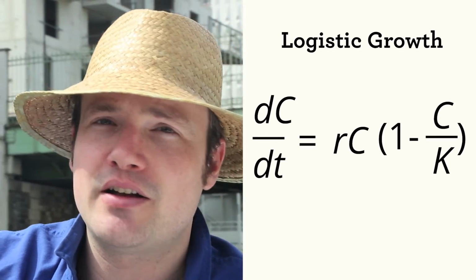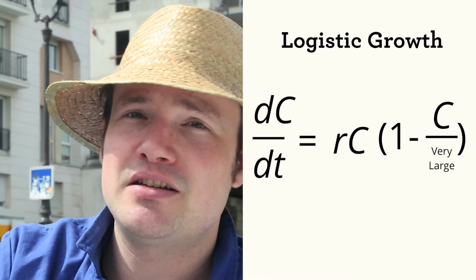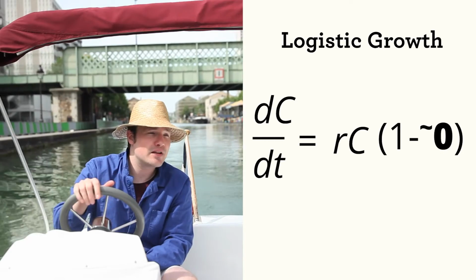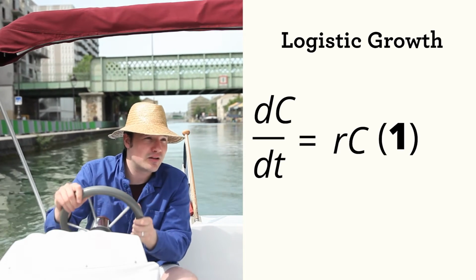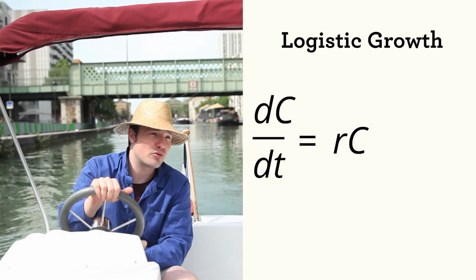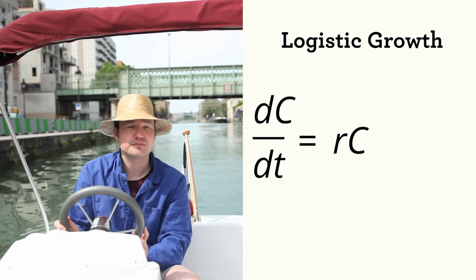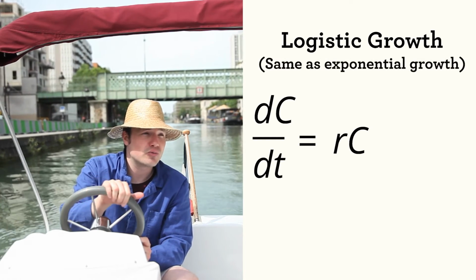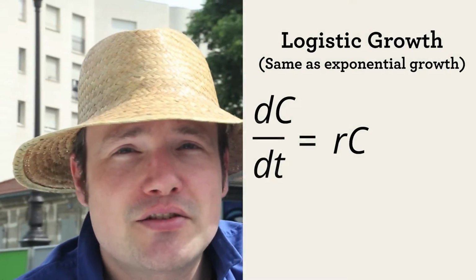Now, what about large values of K? Well, if K is much, much larger than C, then C divided by K will be almost 0. That means that 1 minus C over K will be almost 1. Well, 1 times anything is itself, so the logistic term essentially doesn't affect the growth rate. In this case, the logistic growth model looks very much like the exponential model. The cell production rate equals RC. So how does that make us feel? Well, it makes sense to me. If K is very large, it means the bacteria have lots of space and nutrients, and growth really is basically exponential, at least for a while.